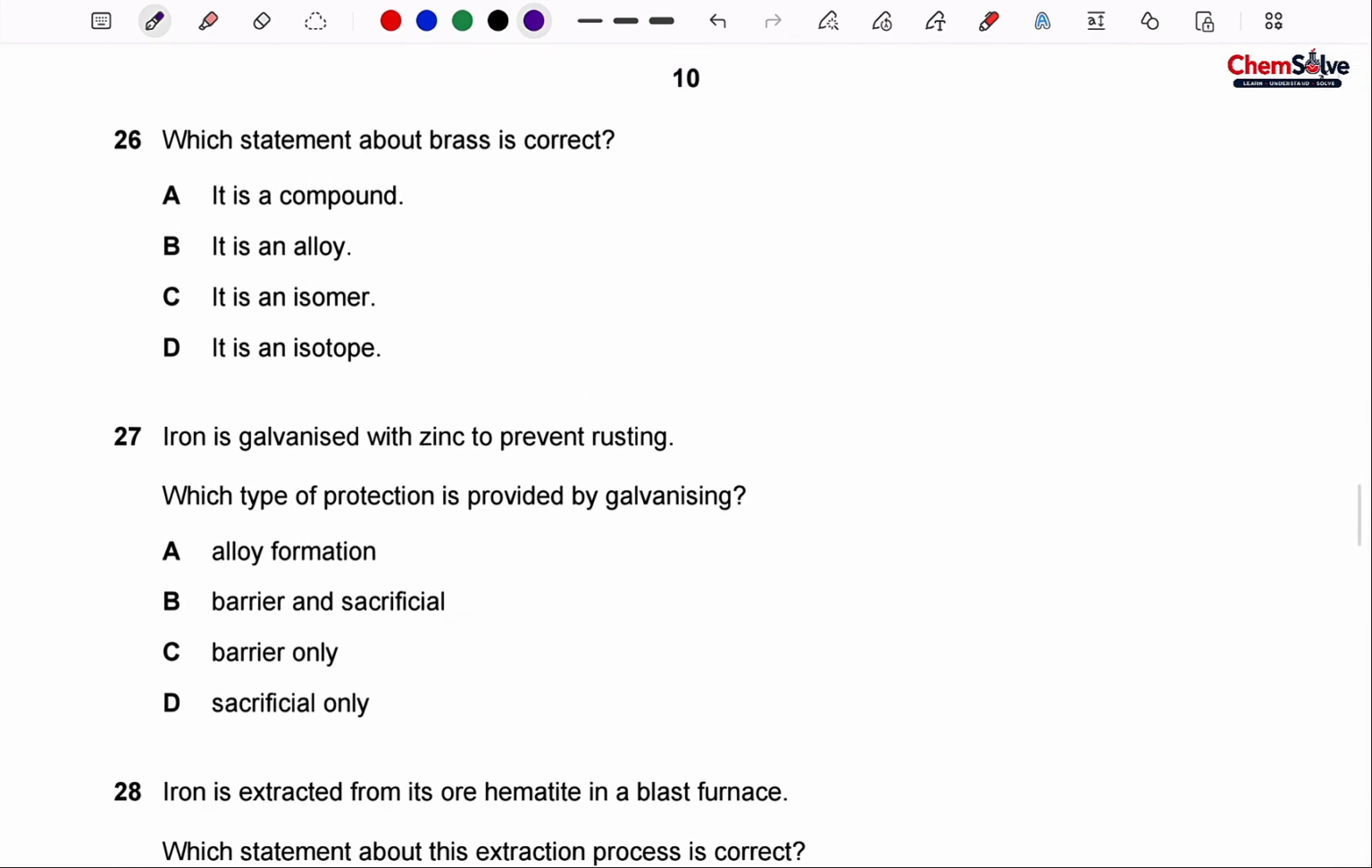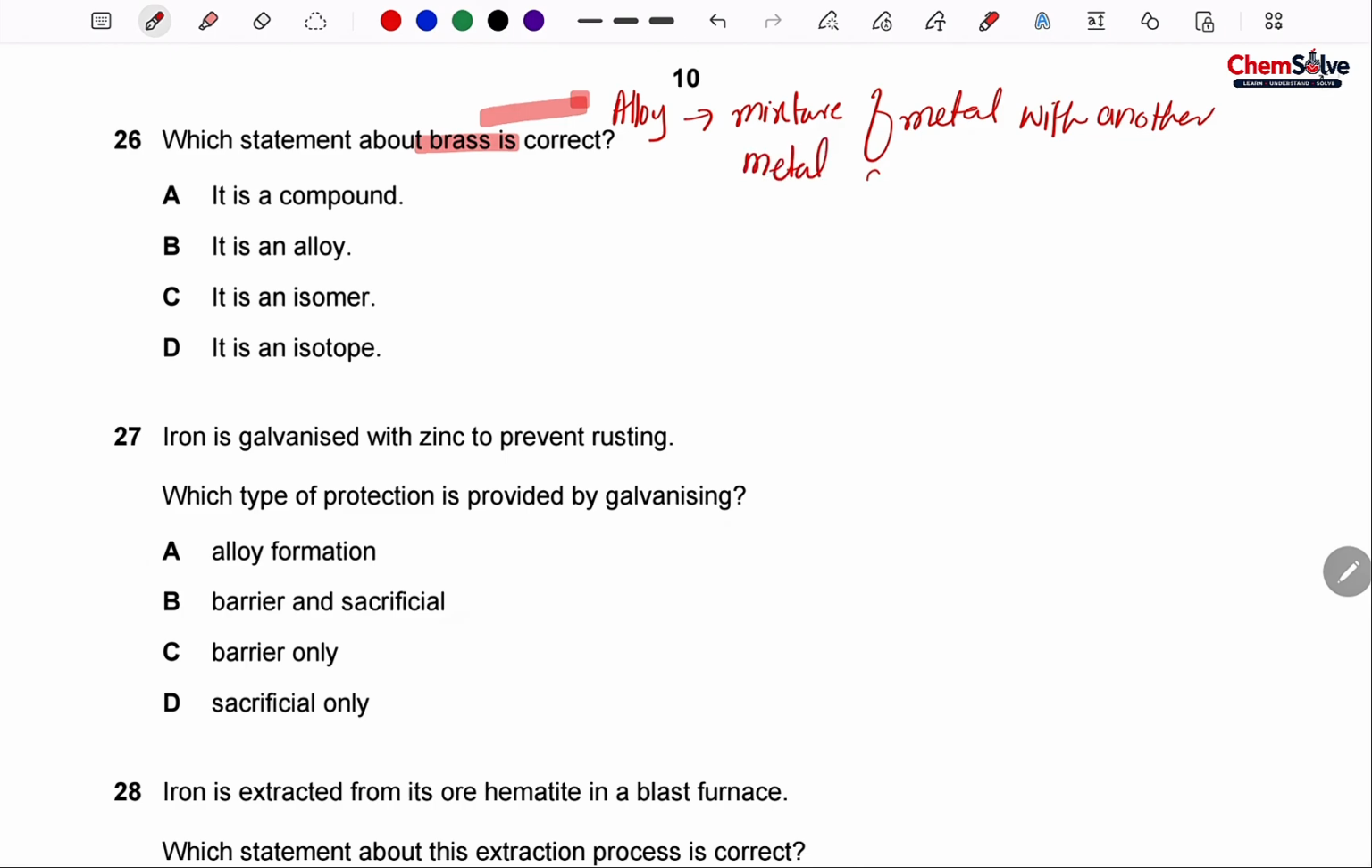Question number 26. Which statement about brass is correct? Okay, what is brass? Brass is basically an alloy. And what are alloys? Alloys are a mixture of metals with another metal or even a non-metal. All right, it's a mixture.